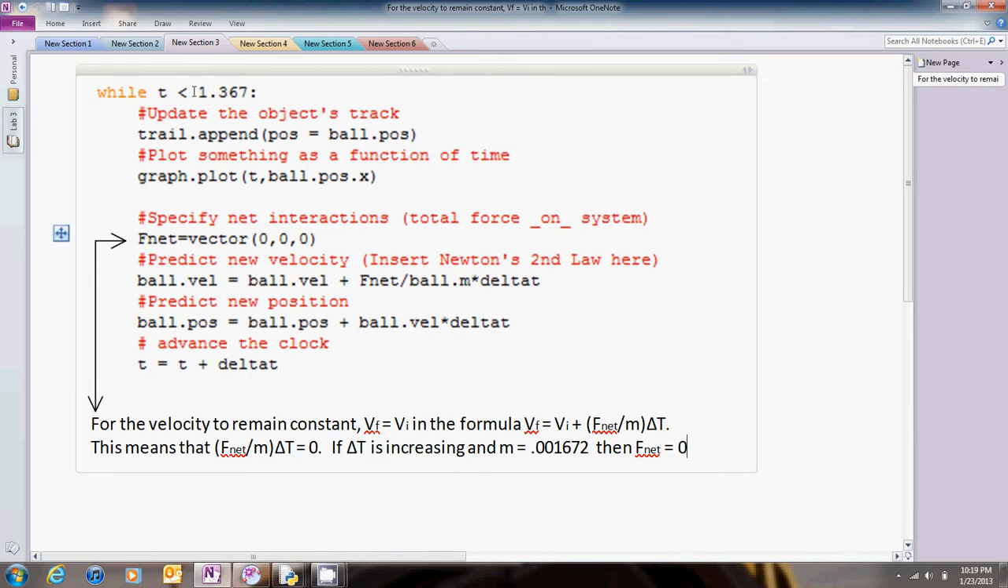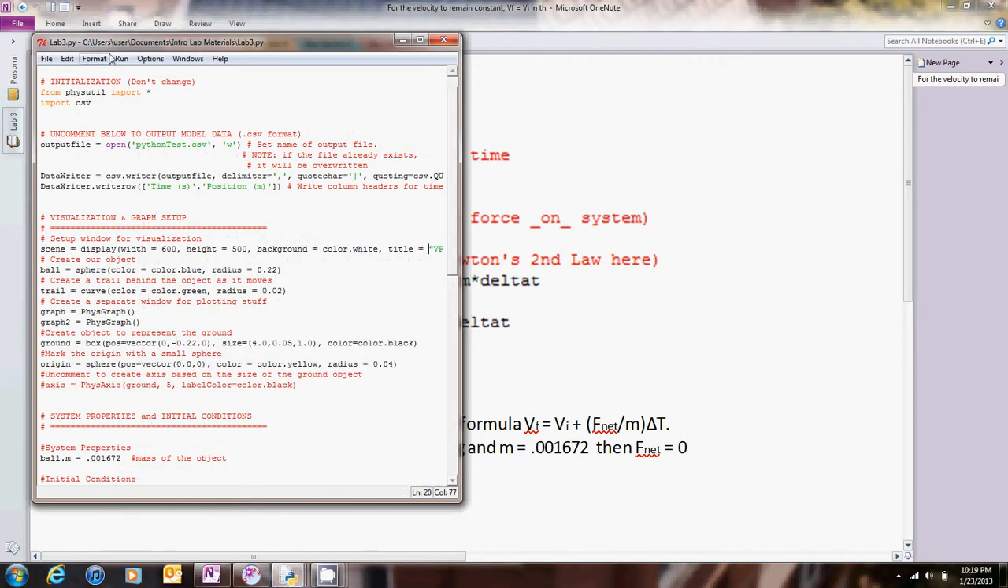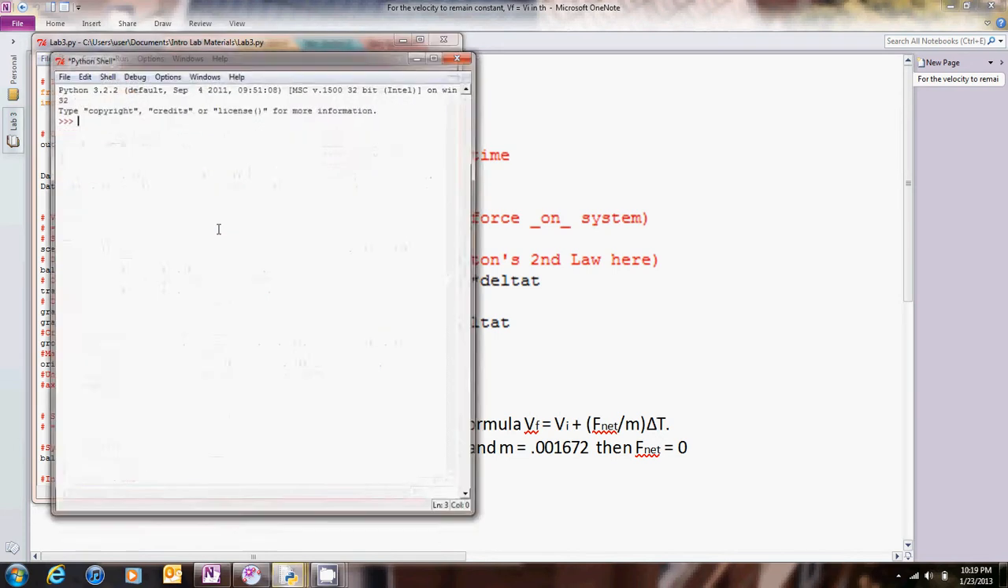The module corresponds to the time of the video, and I used Newton's second law to define the new velocity using this equation, which means that the final velocity must be equal to the initial velocity. So F net divided by the mass times delta t must equal 0, and if delta t is always increasing and the mass is 0.001672, then F net must equal 0. So this is the run of the module.